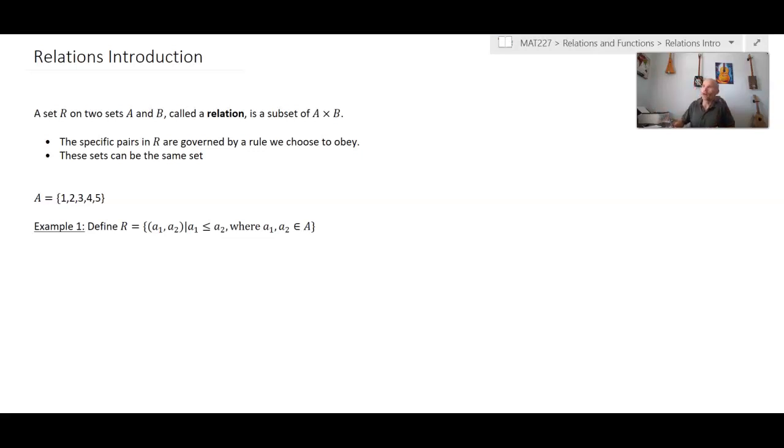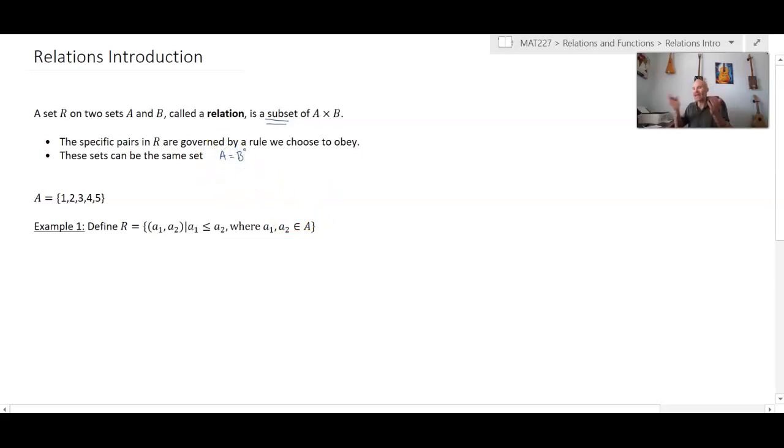So a set R on two sets A and B, called a relation, is a subset of the Cartesian product. Now remember, A cross B gives us a set containing all the ordered pairs where the first element comes from set A and the second element comes from set B. Now the specific pairs in R are governed by a rule that we choose to obey or that we're told to obey. And the sets A and B could be the same set. Okay? So A might equal B.